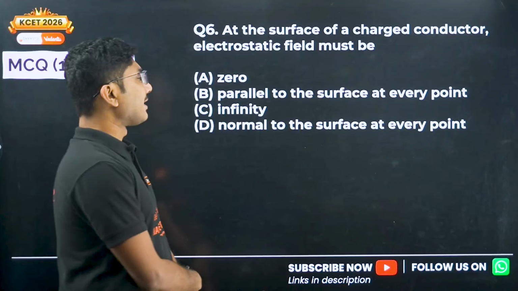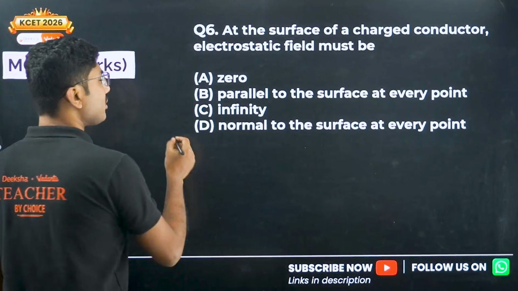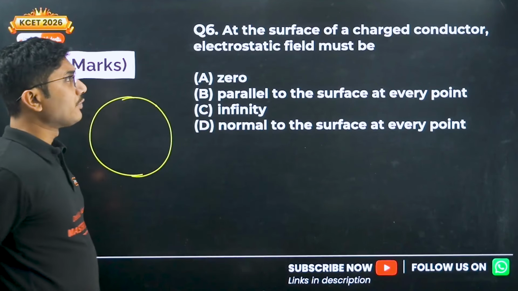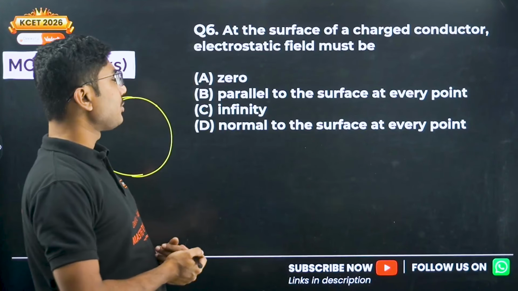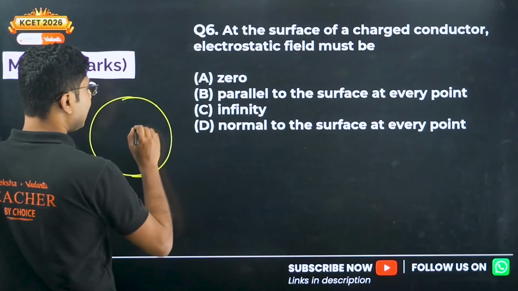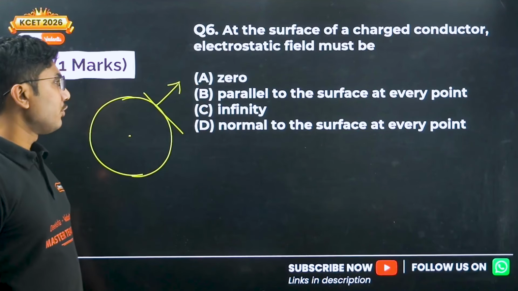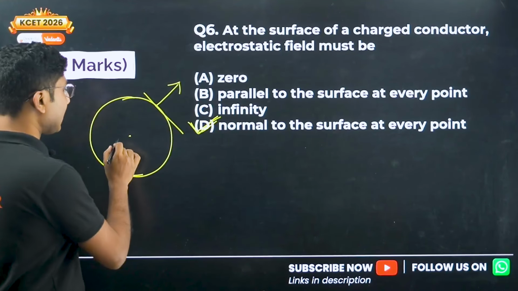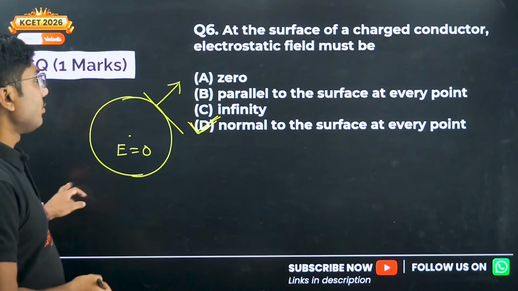Question number 6. At the surface of a charged conductor, electrostatic field must be. So we have a charged conductor, and what about the electrostatic field? They are asking about electrostatic field, not electrostatic potential. So it will be either 0, parallel to the surface at every point, infinity, or normal to the surface at every point. We know from the property of conductors that electric field on the surface of the conductor is not 0, but it is normal to the surface. So it is normal to the surface at every point. This is the correct answer, not 0. Inside the conductor, electric field is 0, but on the surface it is not 0, and neither is it infinite. Okay, next question.